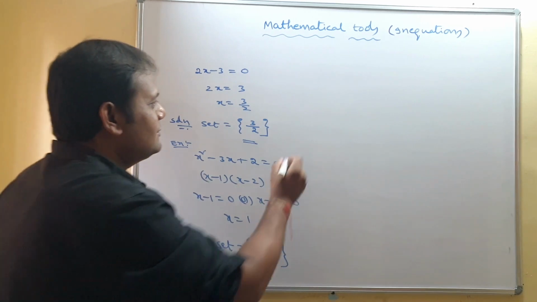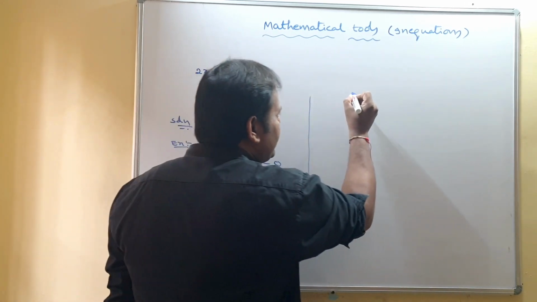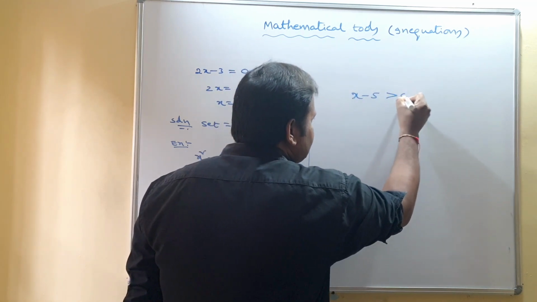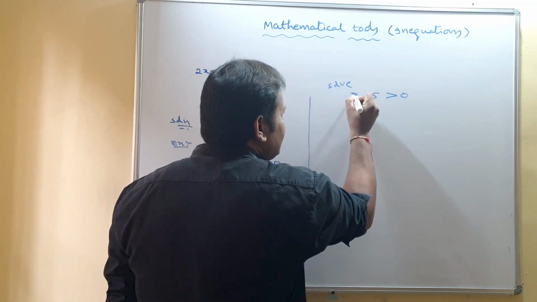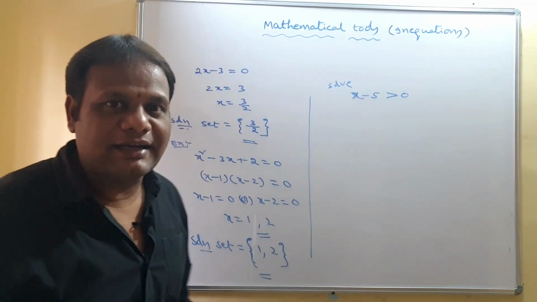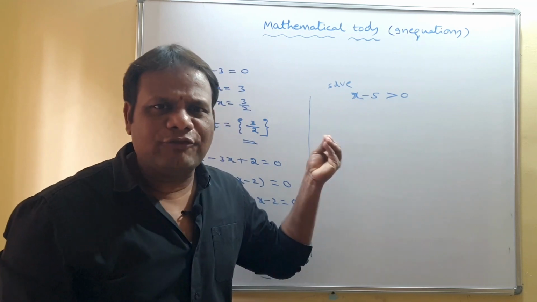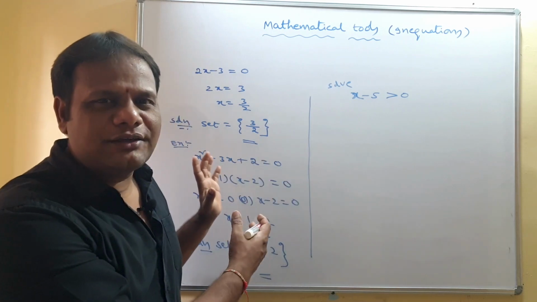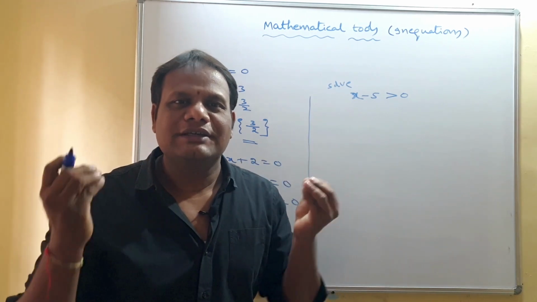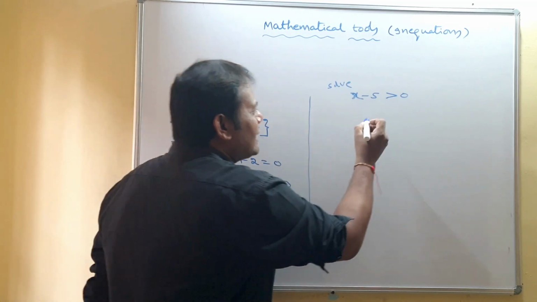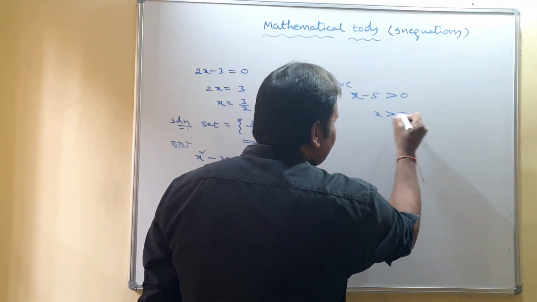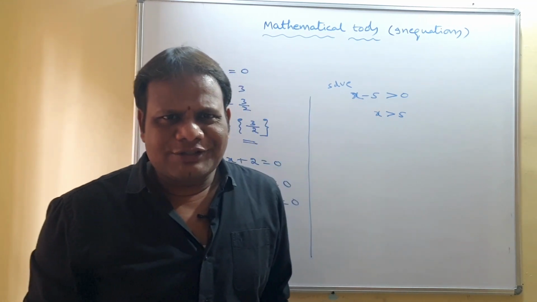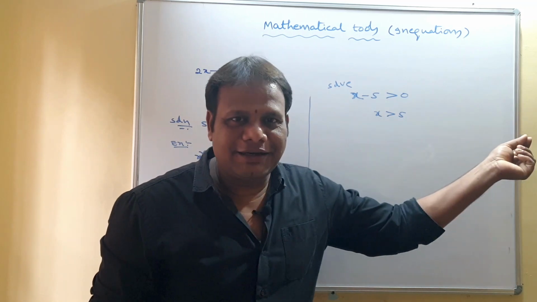Now I am going to solve the inequation x minus 5 greater than 0. Solving an inequation means again the same story: you have to find the values of x. So you can write it as x greater than 5. So the solution is x greater than 5.